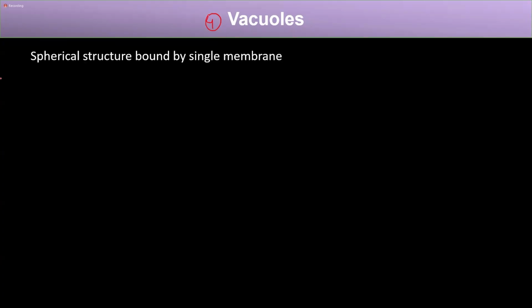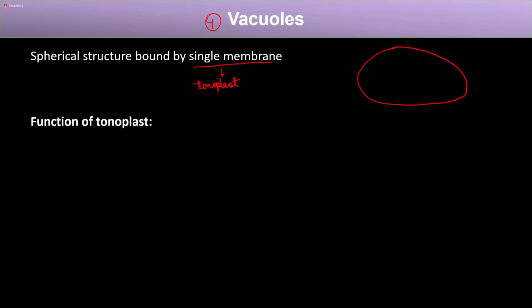Vacuoles are spherical structures bound by a single membrane. A vacuole looks something like this. This single membrane of a vacuole is known as tonoplast, and it has various functions. The first function of the tonoplast is that it separates the vacuole from the rest of the cytoplasm.